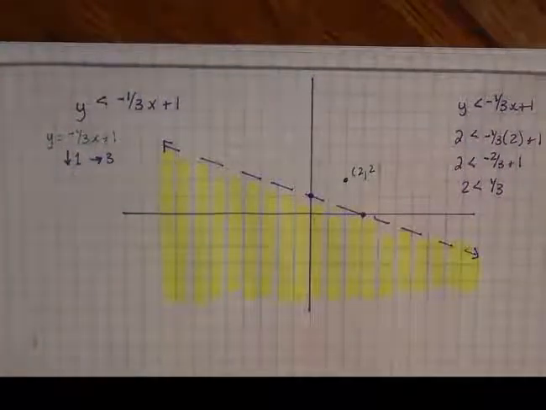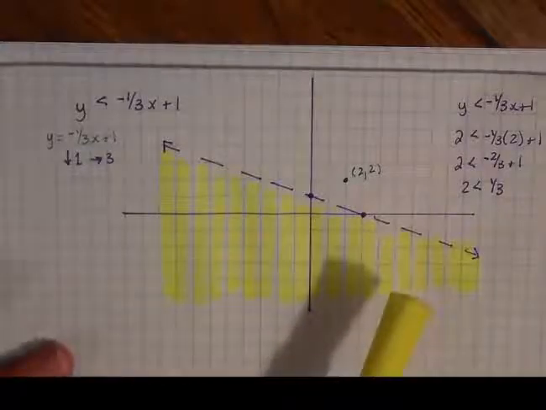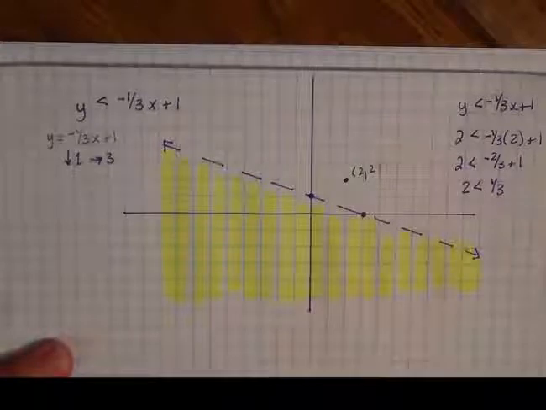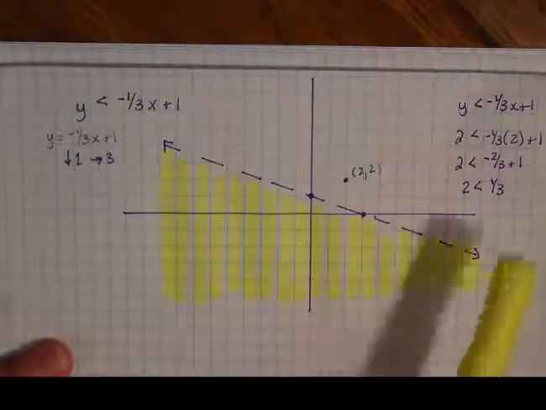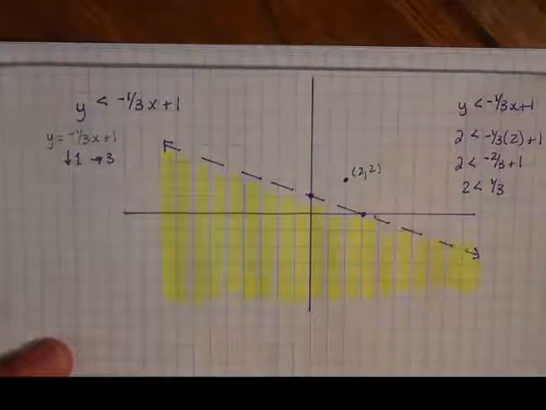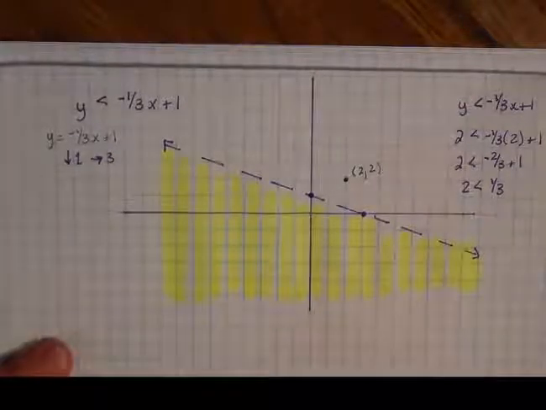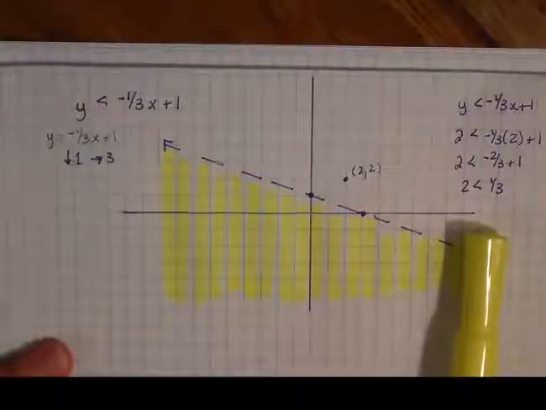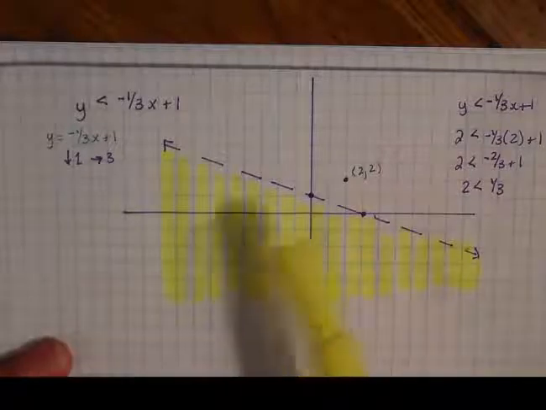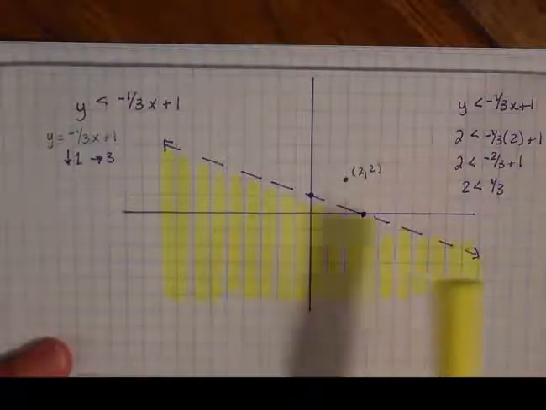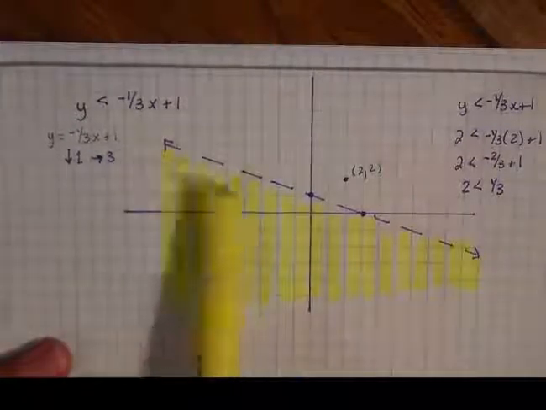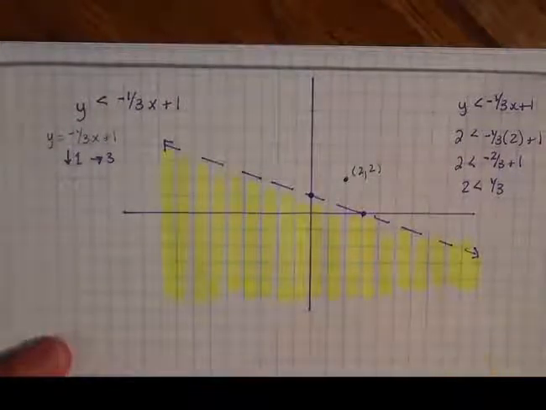Okay, and that'll always be your indicator. If you pick a point that's on the line, every point on the line will be true-ish. If there was an equal there, it would be true, or if a less than or greater than or equal, it will be true. If you're on the line and you have a less than or greater than, it'll be false, but that doesn't indicate to you which side to shade. So you always need to pick the point not on the line. Then if you get a true statement, you shade the side with the point, and if you get a false statement, you shade the opposite side.